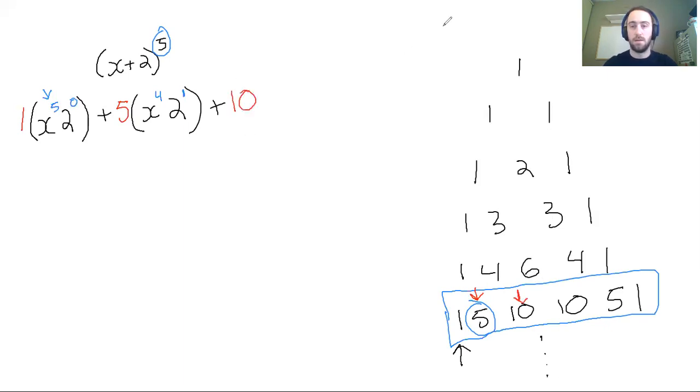Great. Now let's continue. So now we have a third term, which is a 10, bracket x and 2. But what are our exponents for our x and our 2? Again, we're going to look at our previous term. We're going to subtract 1 from our x, so we have 3. And we're going to add 1 to our 2, so we have 2 squared.